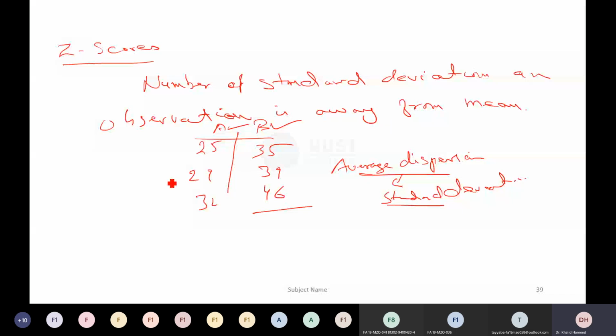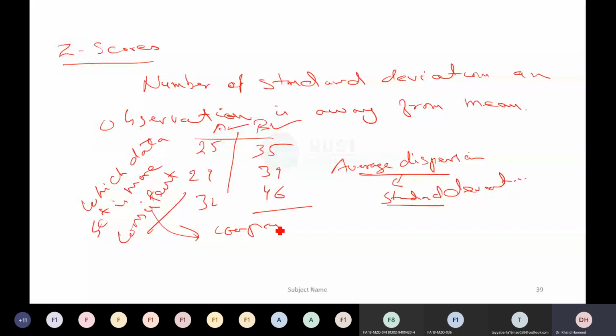Secondly, if I ask you another question, which data set is more consistent? It's about the consistency. So in that case, I need to compare data set A and data set B, and that comparison will be carried out through the coefficient of variation, that is CV.